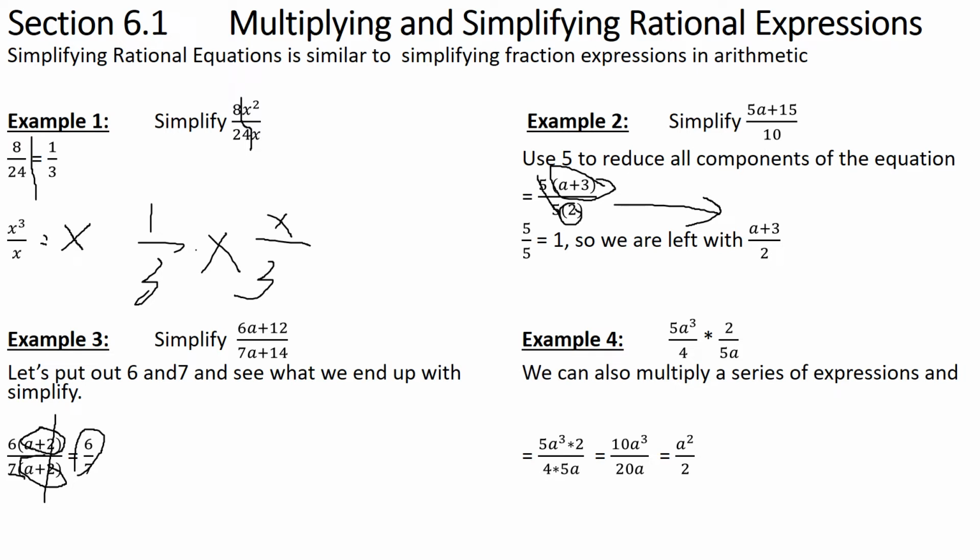Now we can also multiply these. Let's multiply 5a cubed over 4 times 2 over 5a. 5a cubed times 2 up here is 10a cubed. And in the denominator, 4 times 5a is 20a. And 10 over 20 is the same as 1 over 2. And then a cubed over a, I subtract an a, right? A squared. And it's 1/2 times a squared, or simply a squared over 2.